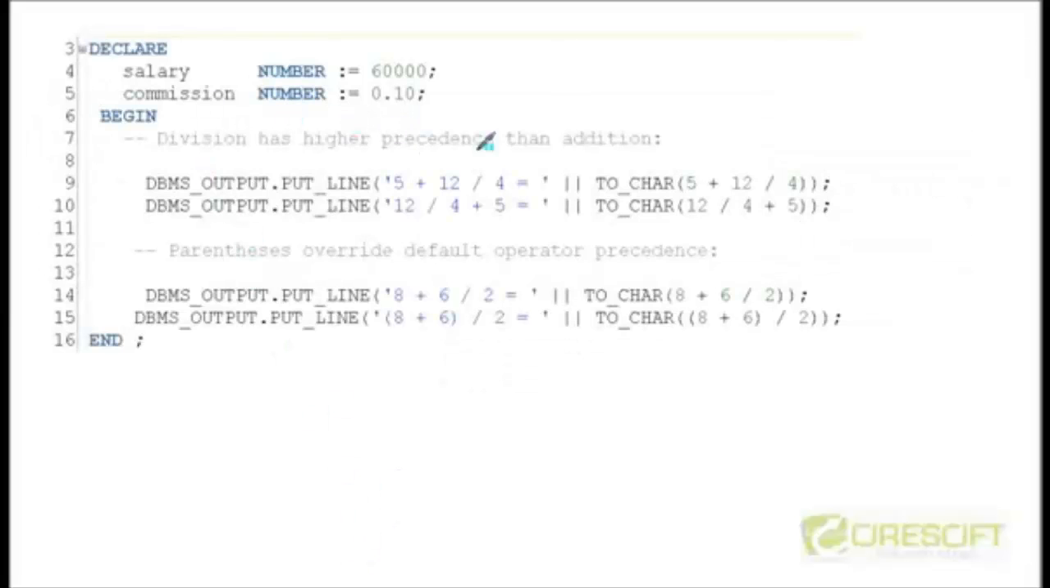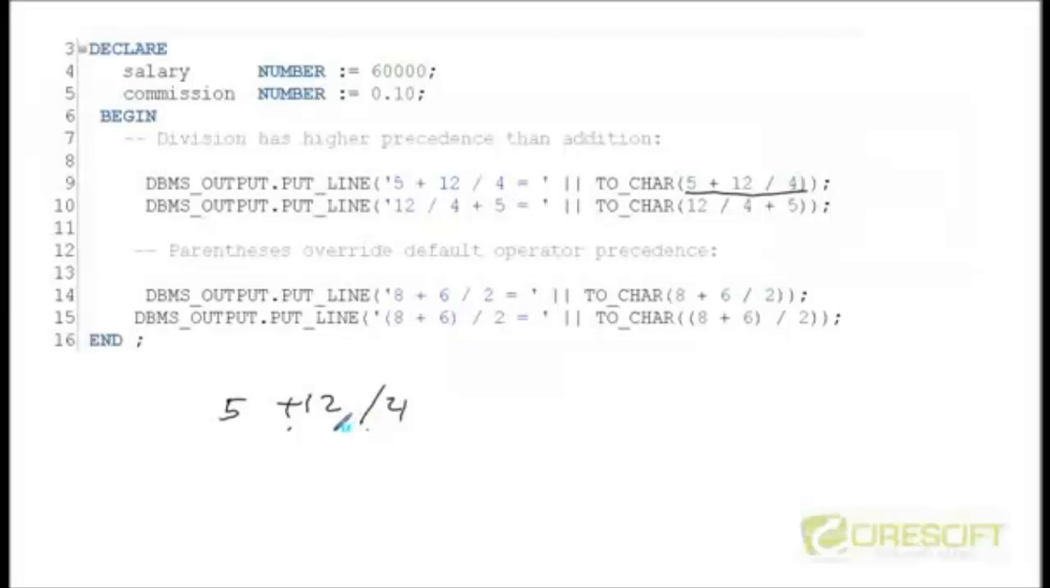Here is an arithmetic operator. I am going to show you 5 plus 12 divided by 4. In this expression, we have two operators: one is plus, another is division. From our operator precedence table, we know that division has more priority than the plus. So in this case, the division is going to be executed first, which gives an answer of 3. And then I add, so 5 plus 3 is 8. So the answer of this expression will be 8.